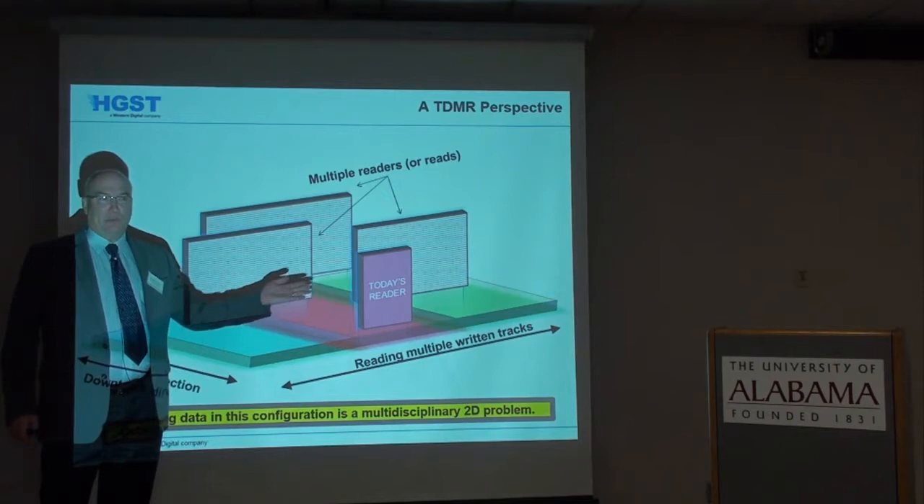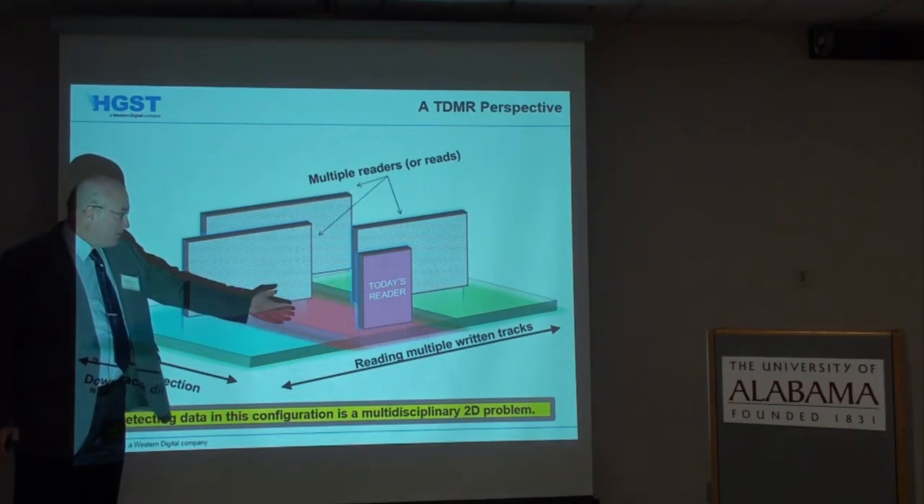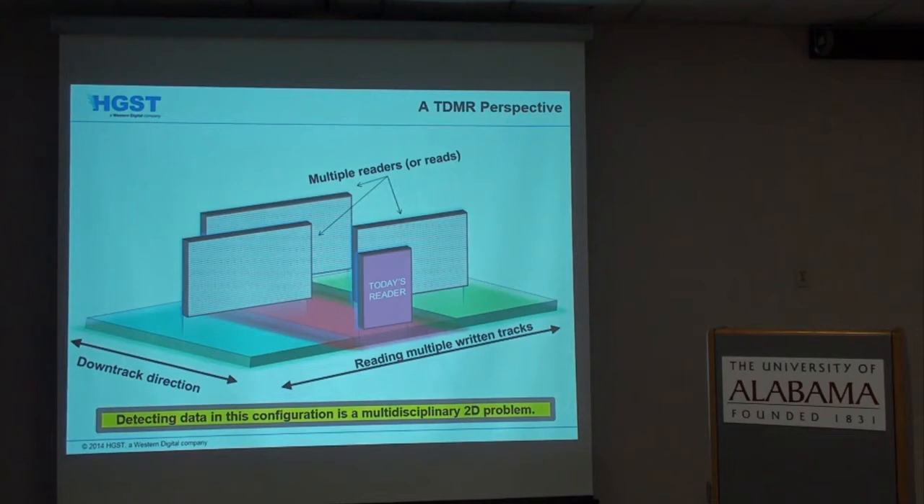And maybe it's 1.5 dimensions. But in this kind of system, it's clearly a two-dimensional system, both in the writing process. To be able to write these tracks, we now have to care what's in the middle of the tracks. And on the reading part, we're clearly reading more than one signal at a time, and this is also two-dimensional in the signal processing. So for both of those reasons, my version of what we call TDMR is two-dimensional, and this is the reason for it.